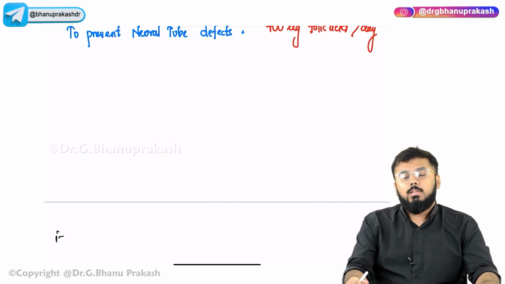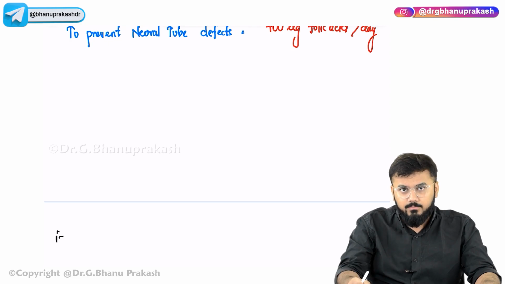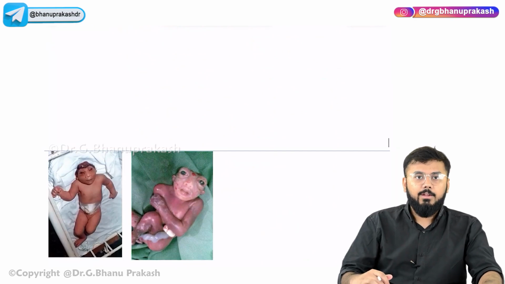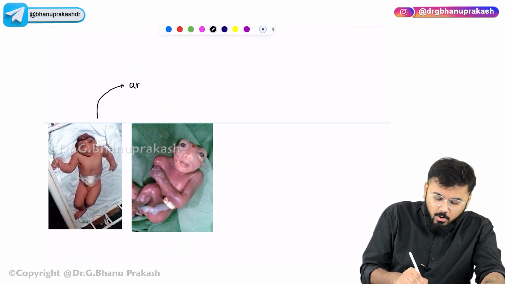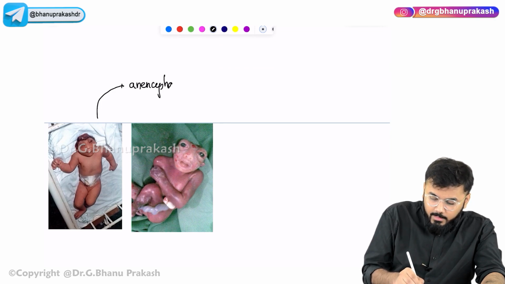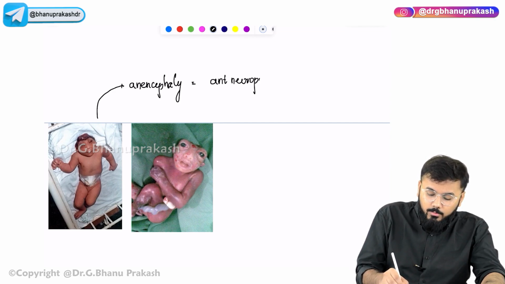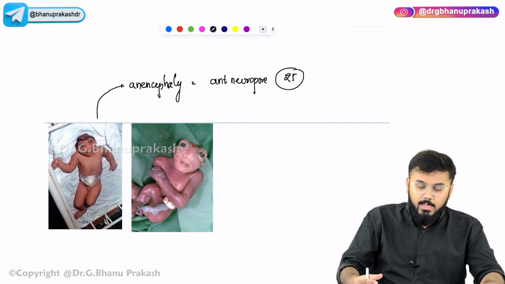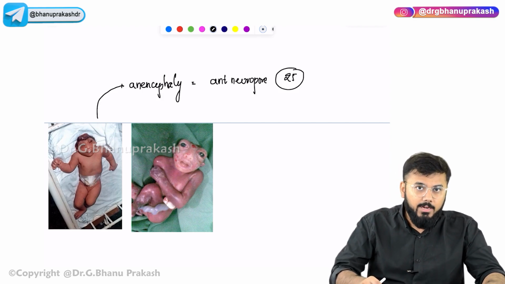So these are called neural tube defects, and there are many more neural tube defects to discuss. I will discuss them one by one. The picture I just showed you is a picture of anencephaly, where the anterior neuropore didn't close by day 25. And what did I tell you? If the posterior neuropore does not close by day 28, that would lead to spina bifida.